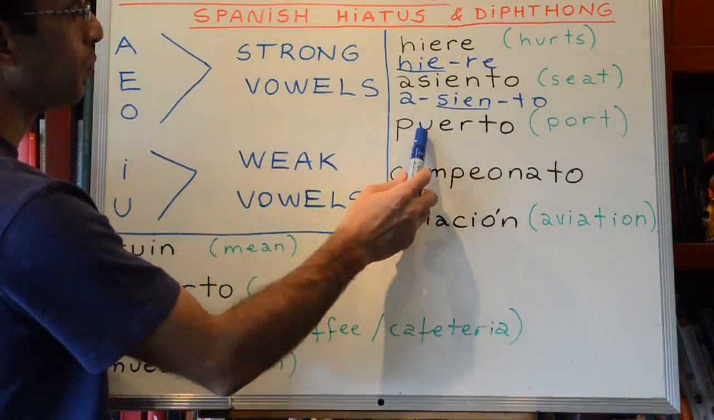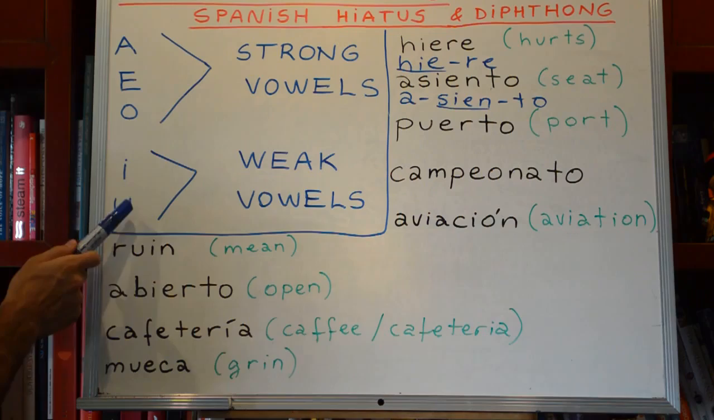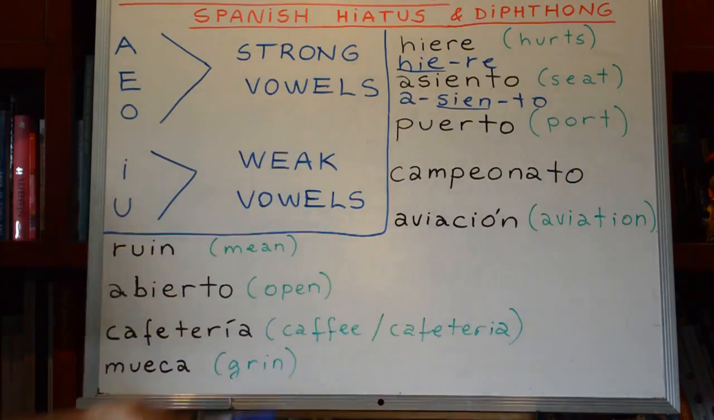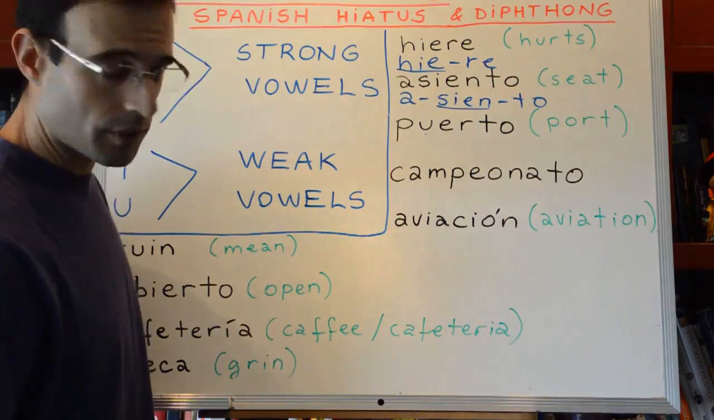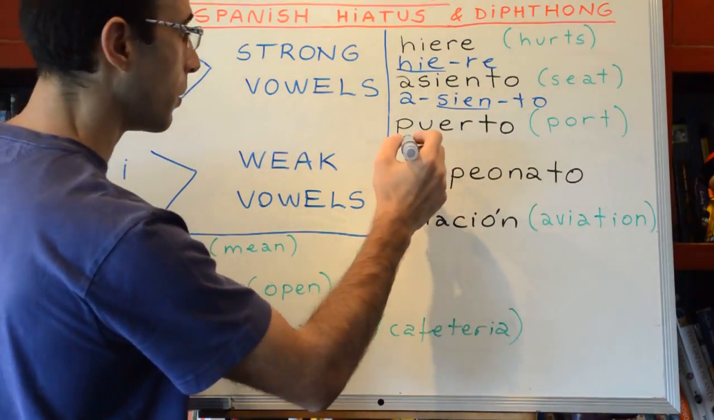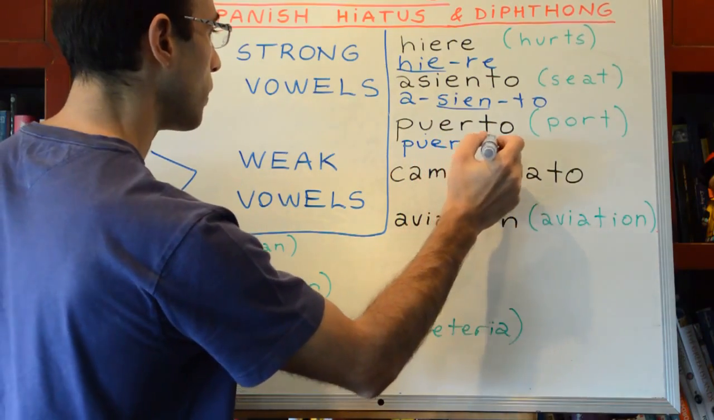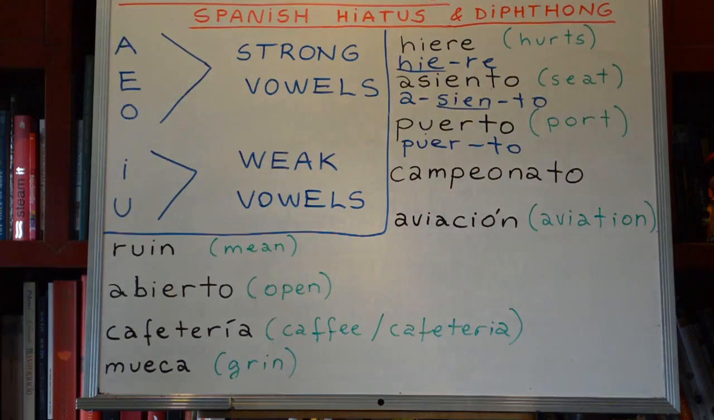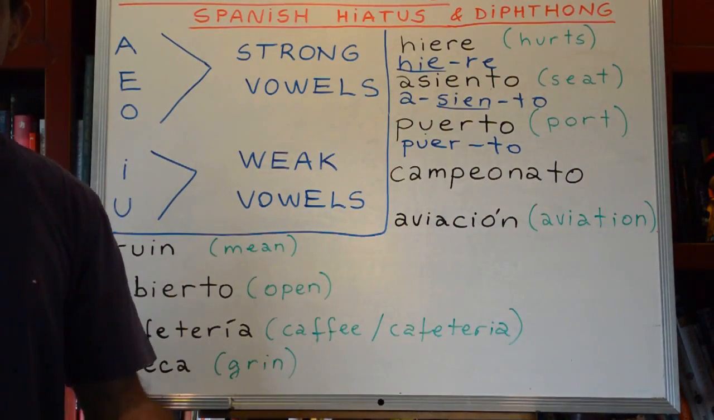So we have two vowels together here, U and E. U is a weak vowel. E is a strong vowel. So same as the two before, a weak vowel cannot be separated from a strong one. So we separate in syllables like this: puerto. Same thing for the word puerta.